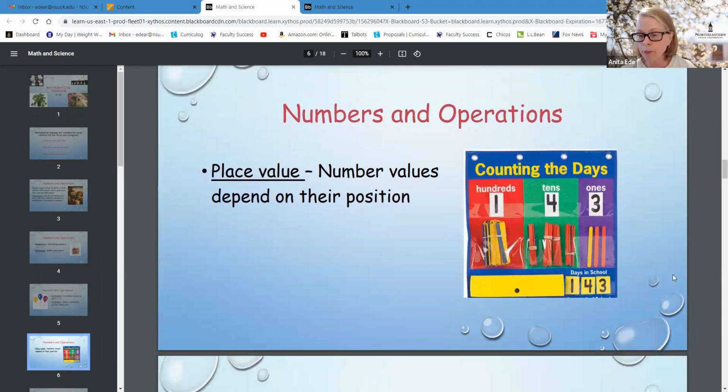You're also going to be teaching place value. This is more kindergarten, first grade, second and third. And you do that, you've seen these counting the days sticks. So that's very common. You start out with the ones, and you've got your little sticks in there for the ones. And then when you get 10 sticks, then you put a rubber band and you've got your tens.